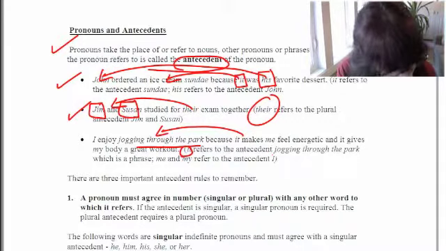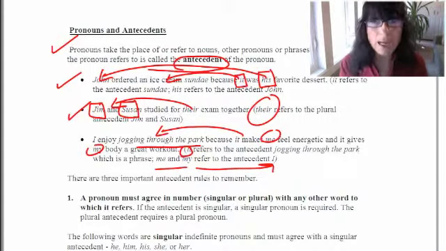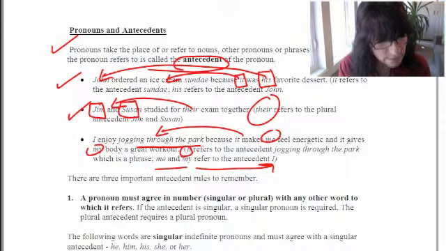So you said it makes me feel energetic and it gives my body a great workout. Both these words, me and my, refer to the antecedent I, because I'm the one who's enjoying it. It's my body that feels good, and it's me, I, it's all referring to myself. So there is the use of the antecedent.